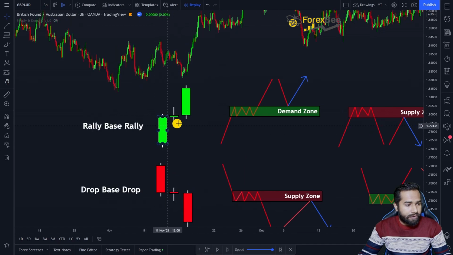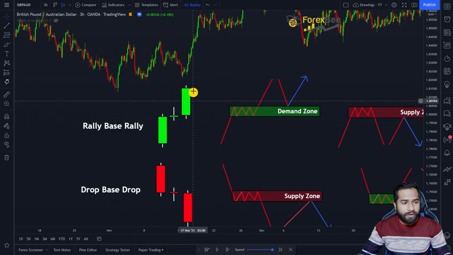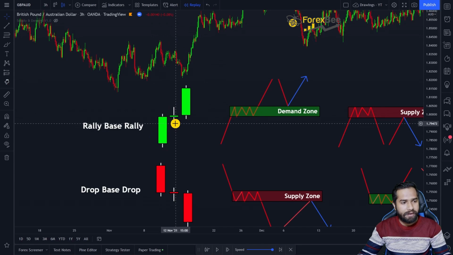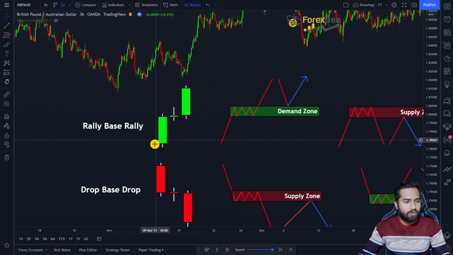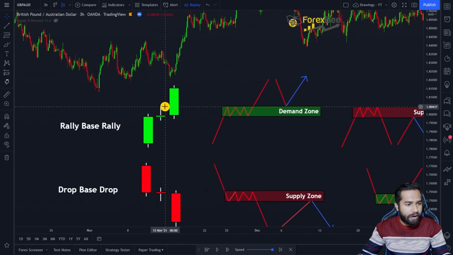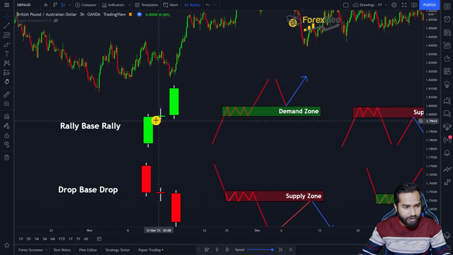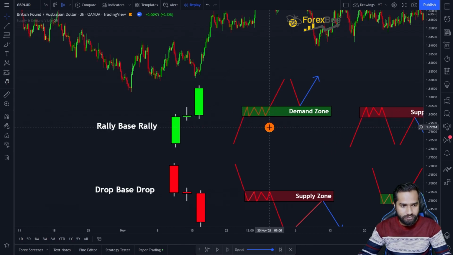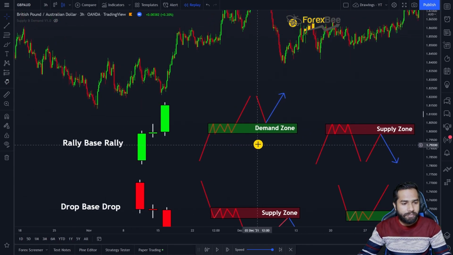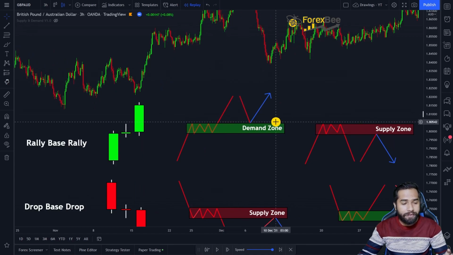Here you can see that this is a rally base rally demand zone, and in a rally base rally demand zone, the first candle is a big bullish candle, as you can see here. Then the second candle is a small candle which has a small body but long shadows. Then the third candle is again a very big bullish candle. So this one is rally, this one is base, and this one is again rally. This is a rally base rally demand zone. Now the zone will be drawn at the highs and the lows of this base candle. At this zone, what institutions do is they place their pending buy orders at the demand zone. So for us as retail traders, it creates an opportunity to take pinpoint entries and get high risk reward trades.